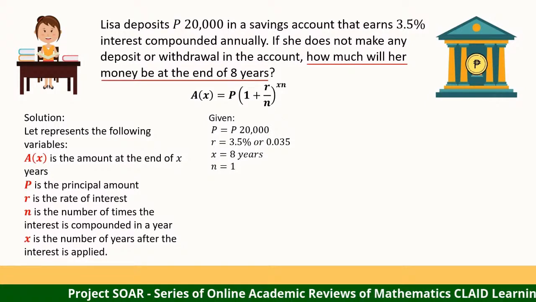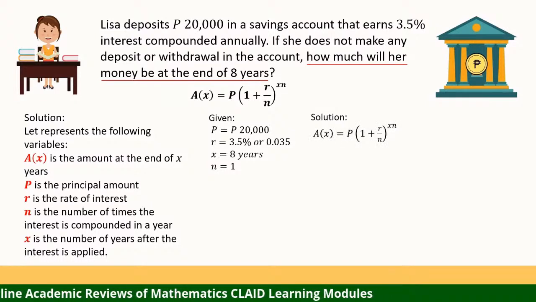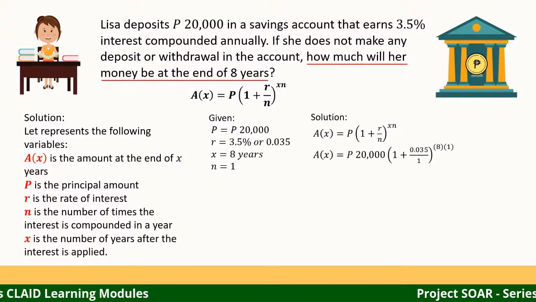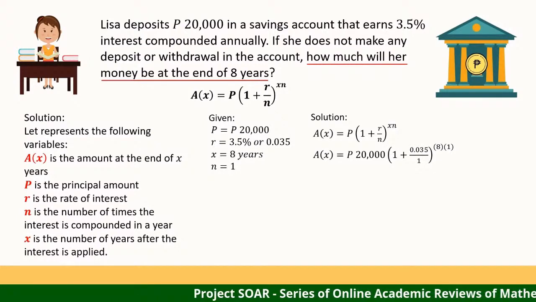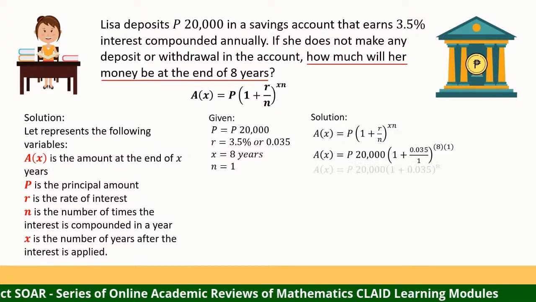Okay? To solve for this, let's use the formula and substitute all the given values. So we have A of x is equal to 20,000 times 1 plus 0.035 divided by 1 raised to 8 times 1.